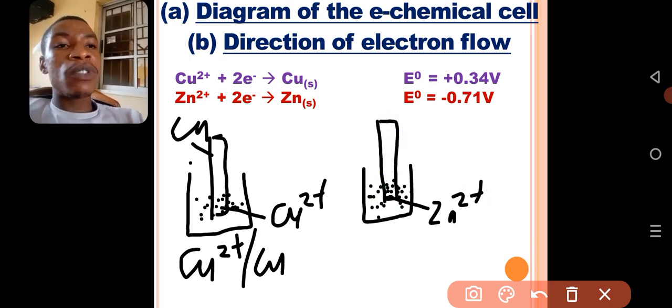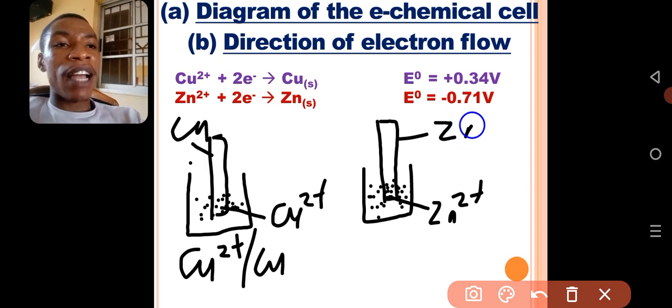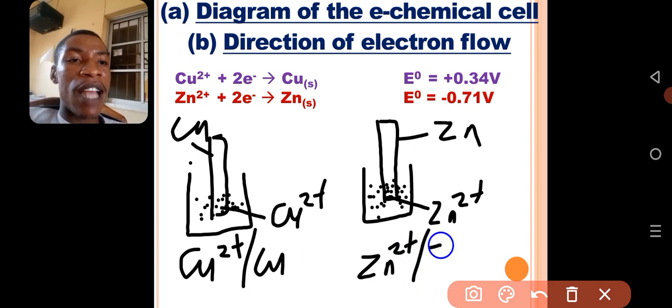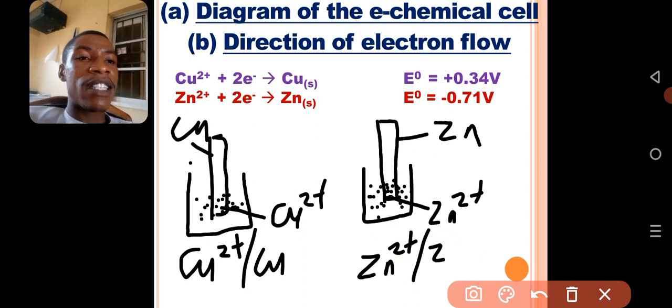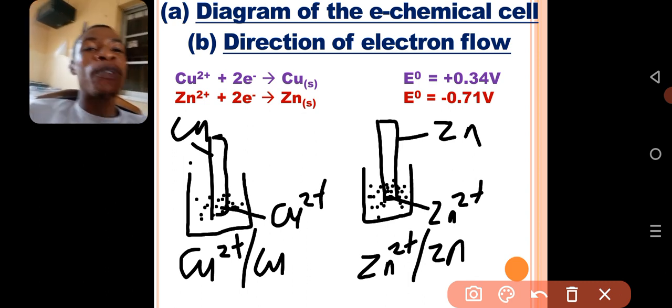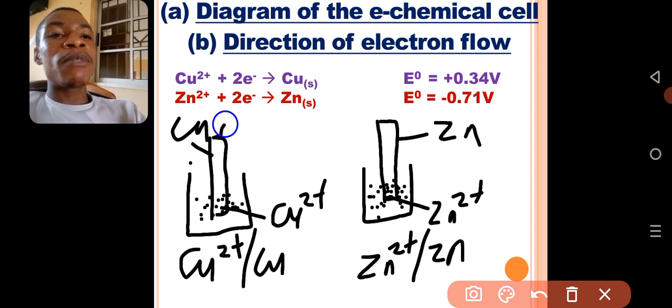Then inside it you dip a zinc metal. So this is the zinc half cell, Zn2+/Zn. So that's the zinc half cell. To get our electrochemical cell, you connect the two of them through a wire.